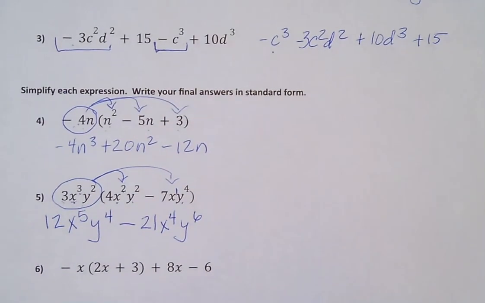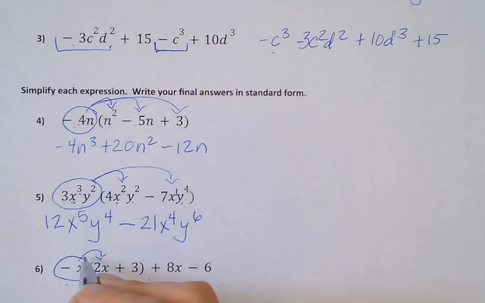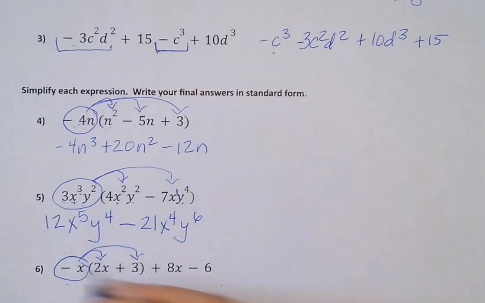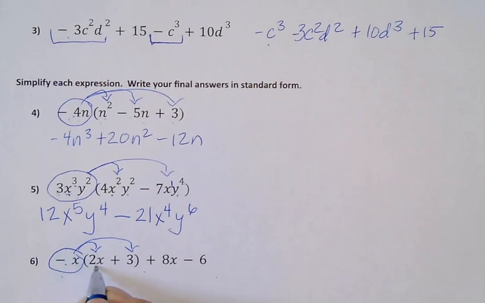All right. Here I have multiple things to do, so I need to distribute this outer factor times each term inside that binomial. Then I'm going to be combining like terms. This is multiple steps. Okay, so I have negative x times 2x is going to be negative 2x squared. Negative x times 3 is going to be negative 3x. Still plus 8x minus 6.